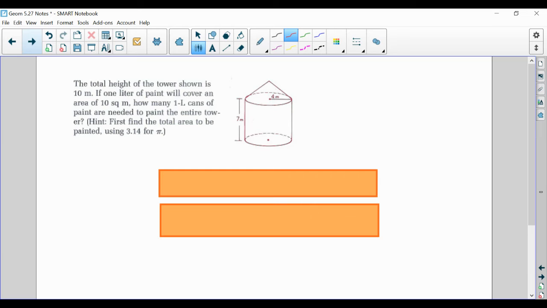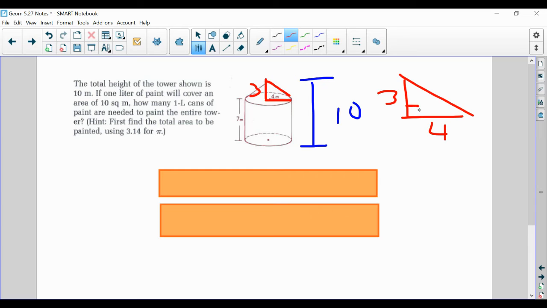So I'm sorry, they're not giving us the total area. I read that wrong. I'm thinking, oh man, this question's a lot tougher than I thought it was. No, it's the total height is 10. Okay, so what that really is saying is that the height of this cone is going to be 3. If I just draw that triangle out a little bit more, I think you see what's coming.